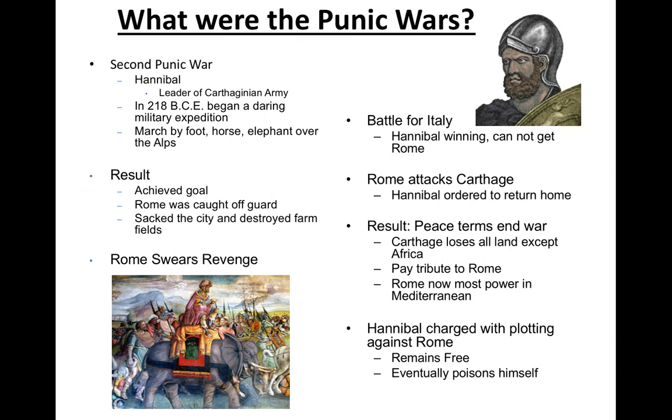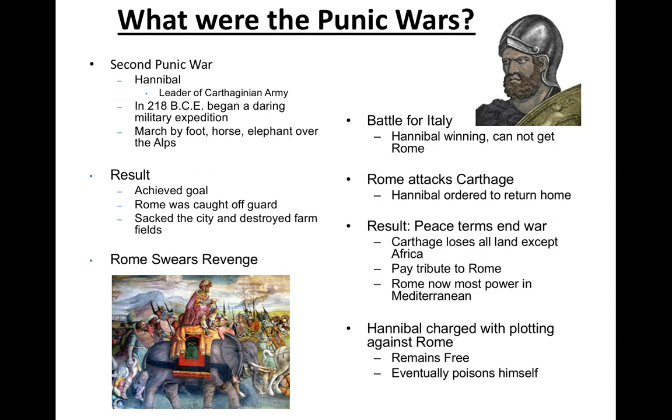And so he lost so many troops that by the time he got to Rome, he was not able to destroy the city or sack the city. He was really only able to kind of pester the Romans. And so he destroys the farm fields all around Rome. He's kind of trying to starve them out. He's using some strategy. Rome swears revenge on Hannibal and Carthage. And the battle for Italy begins here.